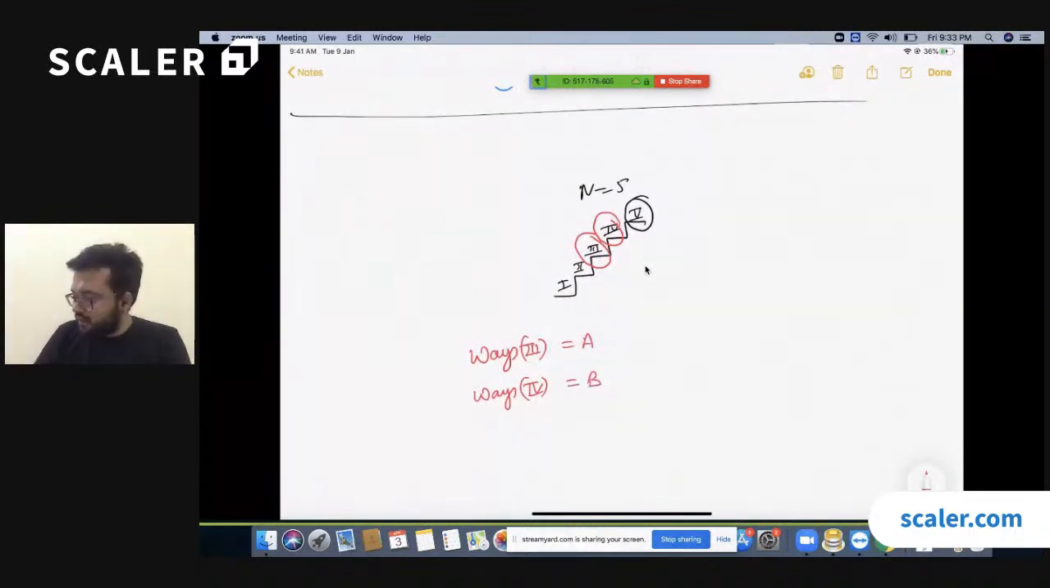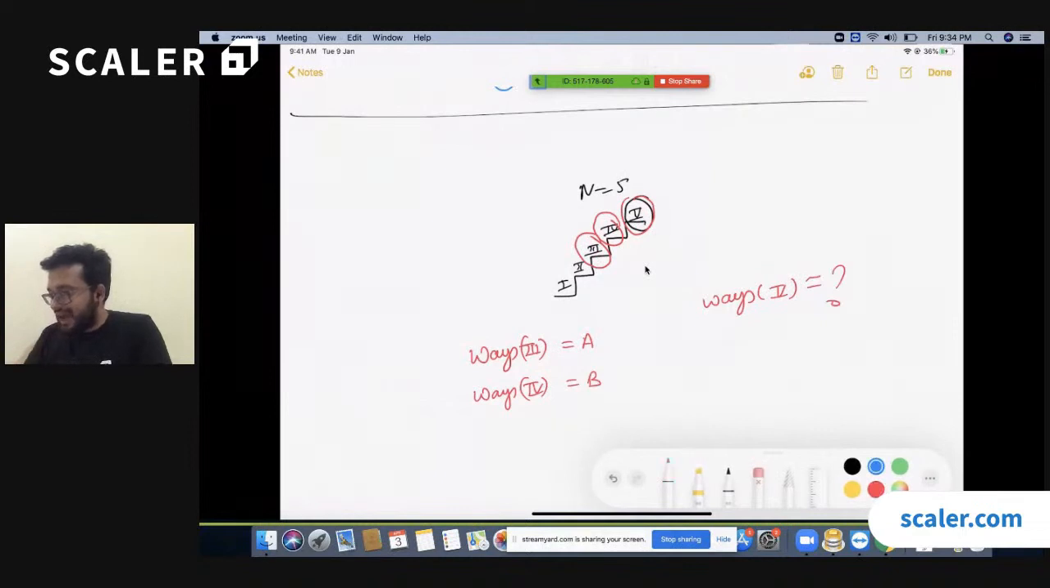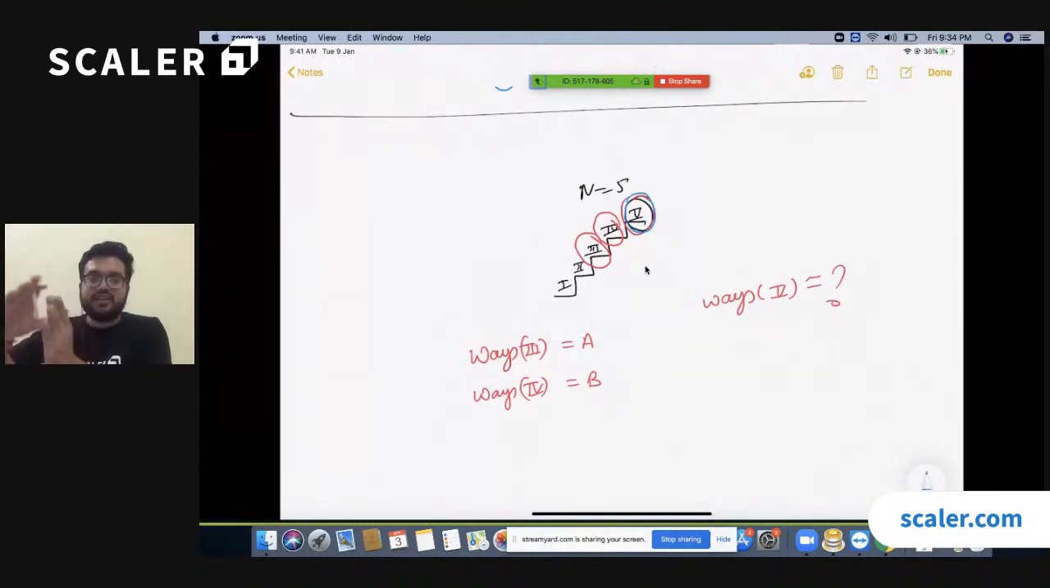Now, can I actually compute the number of ways to reach the fifth stair? Can I actually compute that? Okay, let's try to find out. If I want to reach the fifth stair, you tell me what options I have for the penultimate step. If the last step that I make happens to be the fifth stair, what options do I have for the penultimate stair? That is, the second last stair that I would have taken.